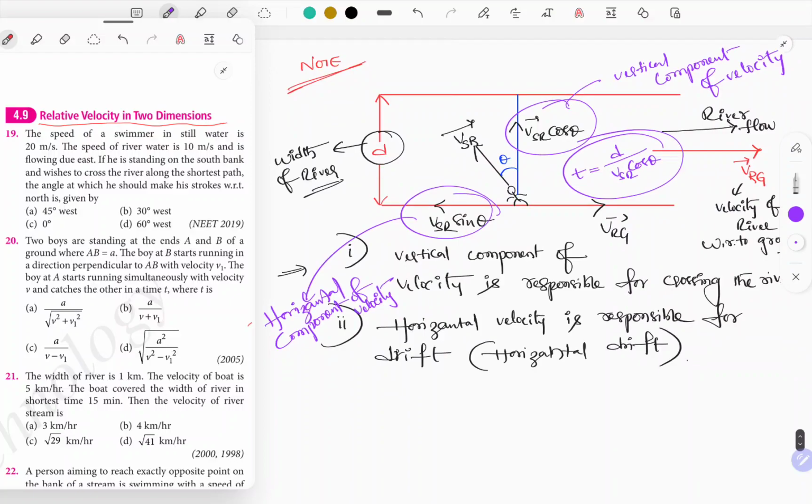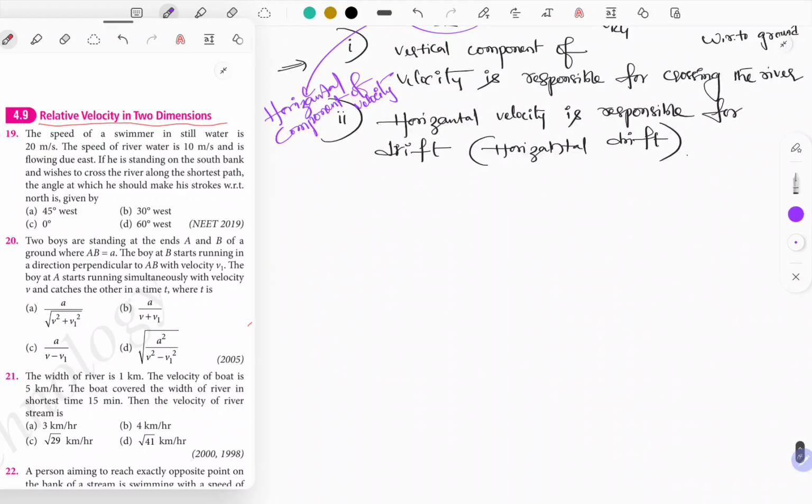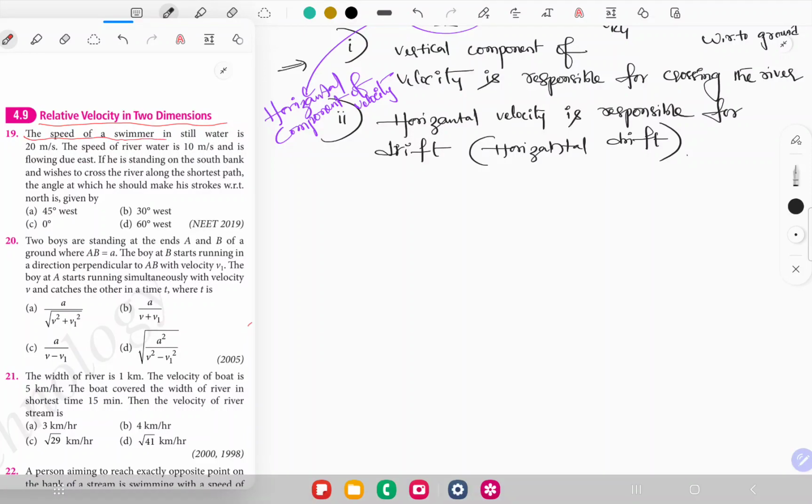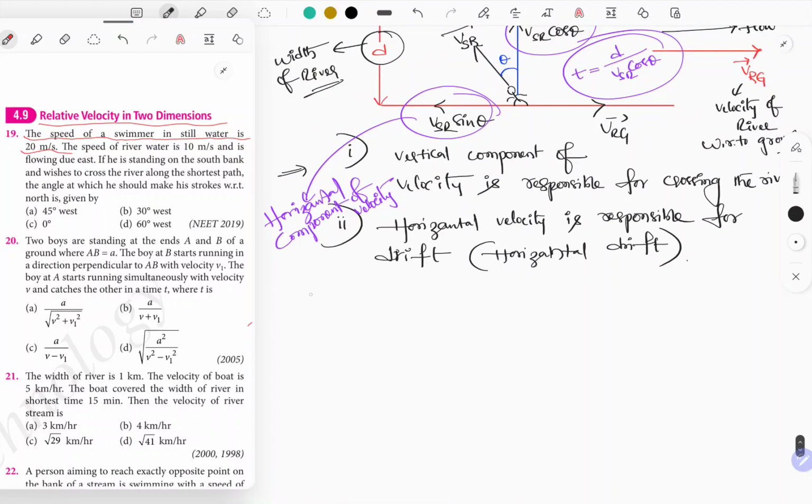Remember that point. Okay, let's get into these numericals. What is the question they have given? The question they have given is, so this is very important, it is repeated in previous JEE also. The speed of a swimmer in still water is 20 meter per second. It means they have given the speed of the swimmer with respect to river.